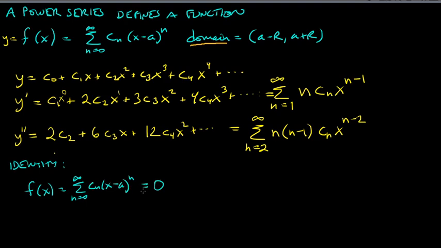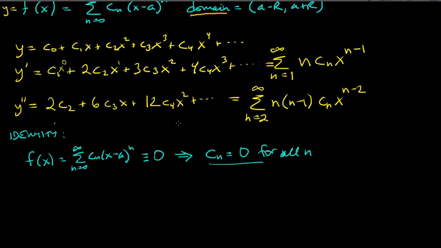equals 0, in other words, if the function is identically equal to 0 for all x, at least on some interval, on the interval of convergence, or on some interval where this exists, not just at a single point, then we can say for sure that the Cn's have to be 0. All the Cn's, so for all n.